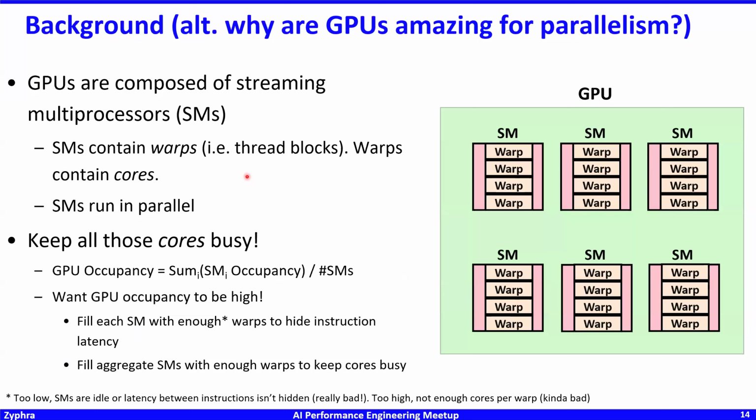SMs contain warps or thread blocks, and warps contain cores, and those cores are either tensor cores or CUDA cores. SMs run in parallel, so GPUs are all SIMD chips, trying to do single instruction but multiple data, and you have different data batches on each one of these SMs running in parallel. We want to keep all the cores busy, so we want occupancy to be as high as possible. We want all these SMs to be doing something at every single time step. So we want to fill each SM with enough warps to hide instruction latency, and then fill all of the SMs with enough warps to keep the cores busy.